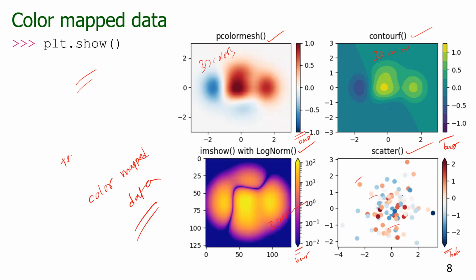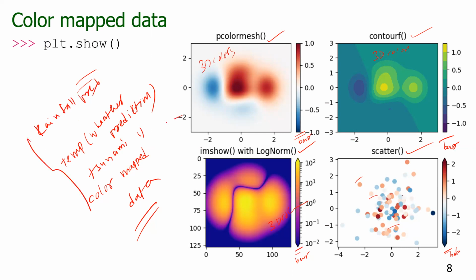Generally, temperature, that is weather predictions, tsunami predictions, rainfall predictions. For all these types, color mapped graphs are used. In daily life, we are seeing all these graphs during our predictions telecasting in media.